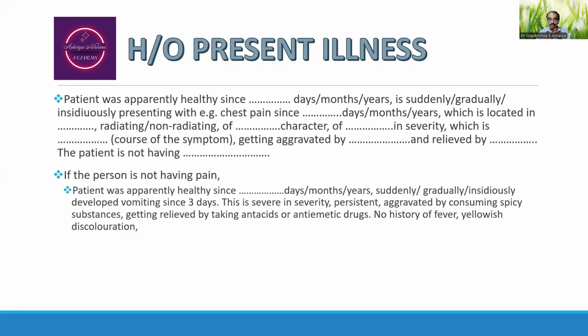Patient was apparently healthy since so and so days, months or years, suddenly developed or gradual or insidiously developed vomiting since 3 days. This is severe in severity. So that means after taking the medication, this particular vomiting is not getting subsided. Persistent throughout the day 1 till the present day, of same severity, aggravated by consuming spicy substances, getting relieved by antacids or antiemetic drugs, and negative history. No history of fever or yellowish discoloration, etc. No history of fever, excluding the infective diseases, and yellowish discoloration, excluding the hepatobiliary system involvement.